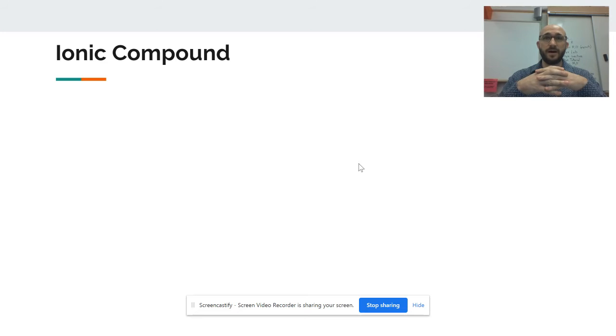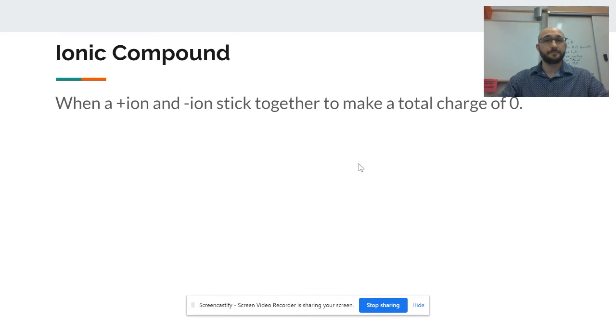When a positive thing sticks to a negative thing, it's called an ionic compound. So specifically, an ionic compound is when you got positives and negatives sticking together in such a way that the overall charge is 0. So if I got a positive 1 and a negative 1 and they stick together, that's a compound. If I have a positive 2 and a negative 1 and they stick together, that's not a compound. If I have a positive 2, a negative 1, and then a different negative 1, and all three stick together, that is a compound.